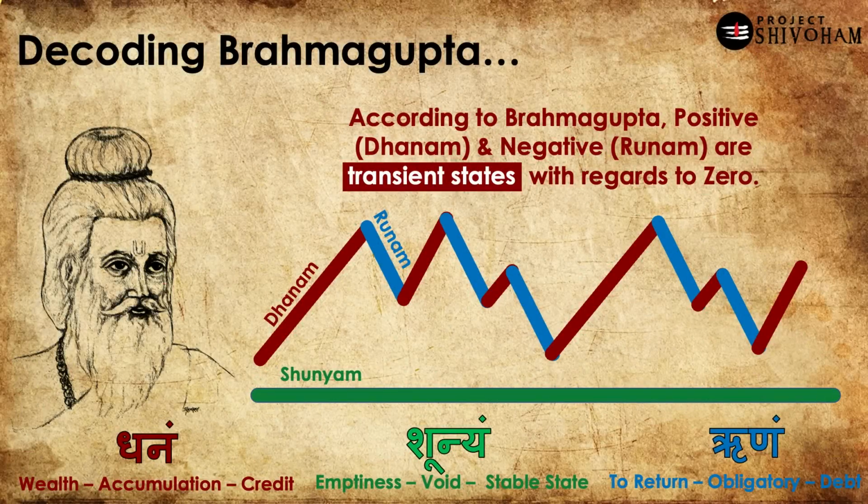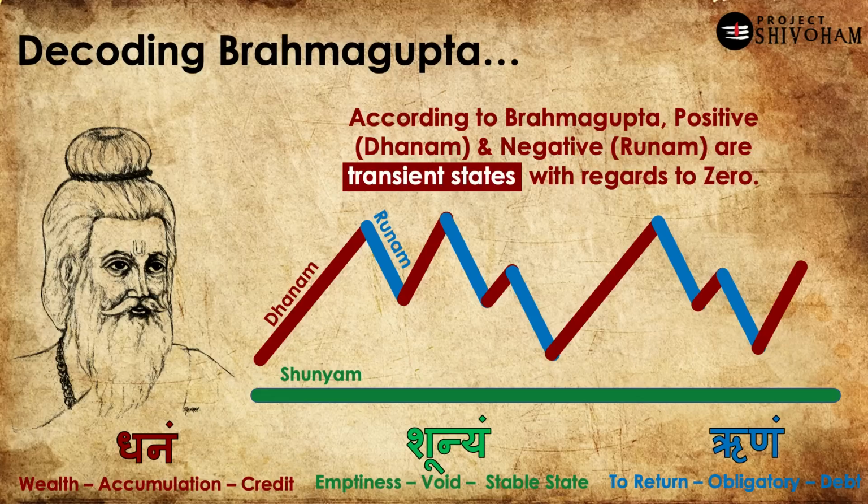Now here comes the most thought-provoking part on understanding positive and negative numbers. According to the codification done by Brahmagupta, shunyam or zero is a stable state, and both dhanam and runam are transient states that will go up and down, but never below shunyam. Now this understanding is in stark contrast with our understanding of negative numbers, where today we perceive that -2, -3, -4, and so on are the numbers which are less than 0.